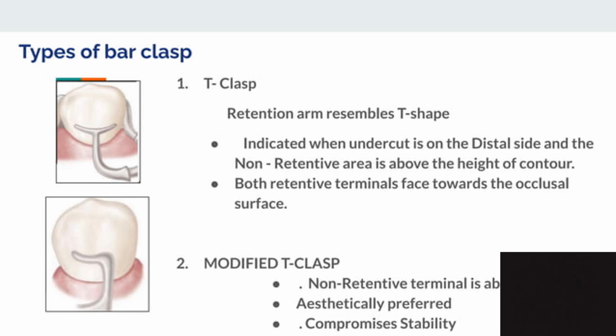The T clasp is named because the arm resembles a T shape, and it has a non-retentive area above the height of contour. Whereas in the modified T clasp, the non-retentive terminal is above the height of contour, but it is aesthetically preferred, though there is a compromise in stability.